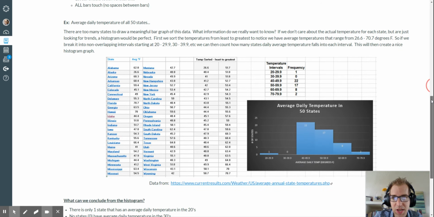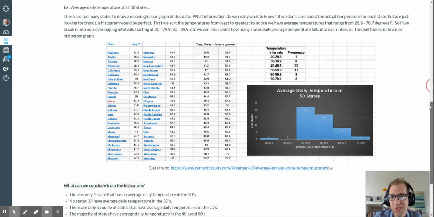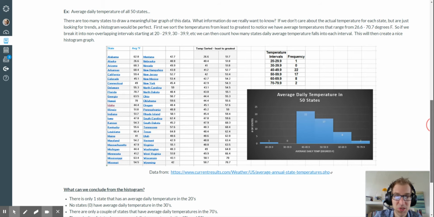All right, so here's an example. I've already looked at it a little bit, but just an example here of average daily temperatures of all the 50 states in the United States. So once again, if you look at this table, there's so many numbers, right? If you tried to make a graph of that, first of all, it would take all afternoon, but it would also look really cluttered, and you wouldn't really be able to tell much from it, probably.